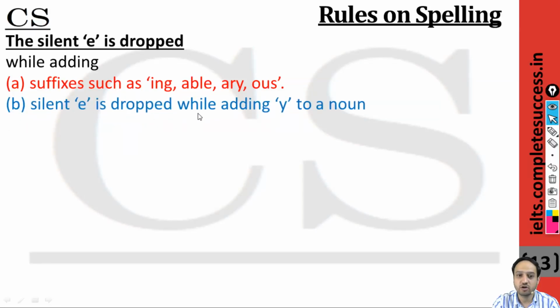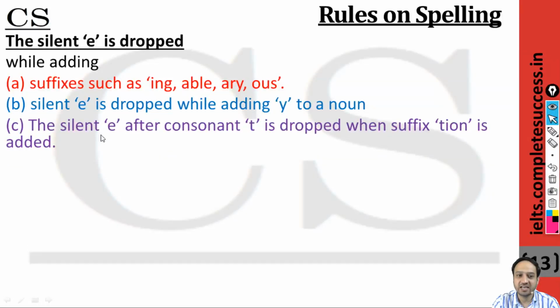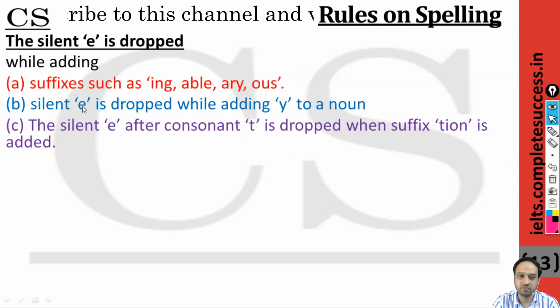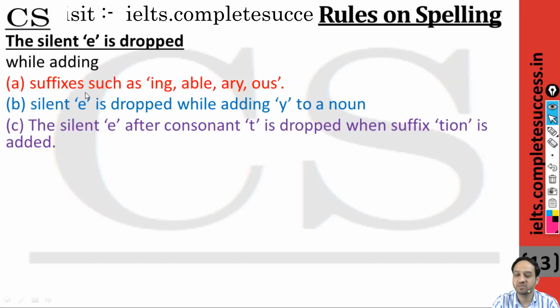The silent E is dropped while adding y to a noun. So when we add y to a noun, we drop the silent E. And the silent E after consonant T is dropped when suffix tion is added. So when we add tion, we drop the silent E. When we add y to a noun, we drop the silent E. Or when we add ing, able, ary, and ous, we again drop the silent E.